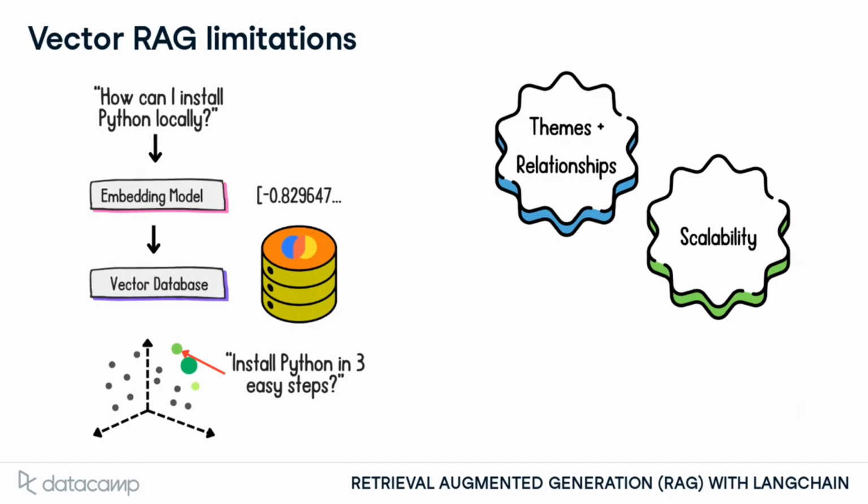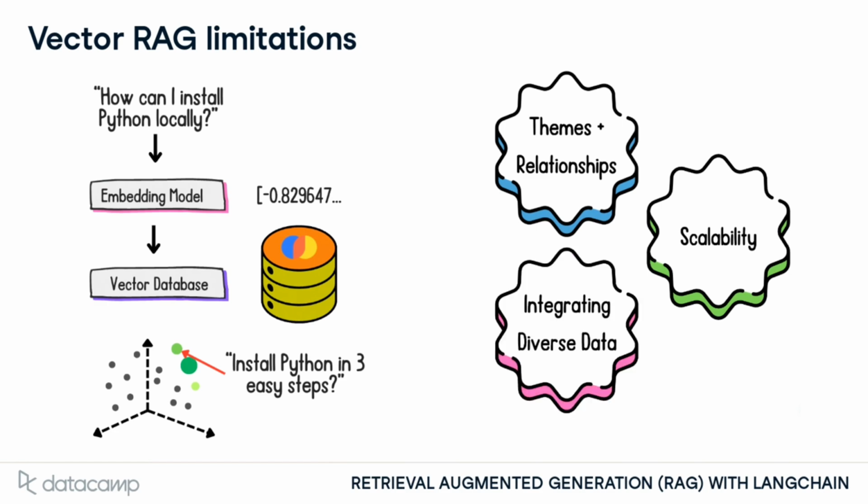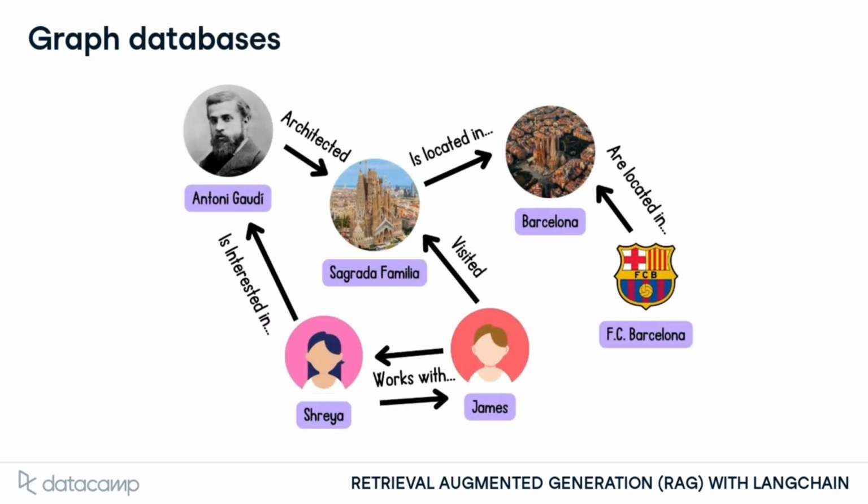Moreover, as the volume of the database grows, the retrieval process can become less efficient as the computational load increases with the search space. Lastly, vector RAG systems don't easily accommodate structured or diverse data, which are harder to embed. We can address all of those challenges with graphs.